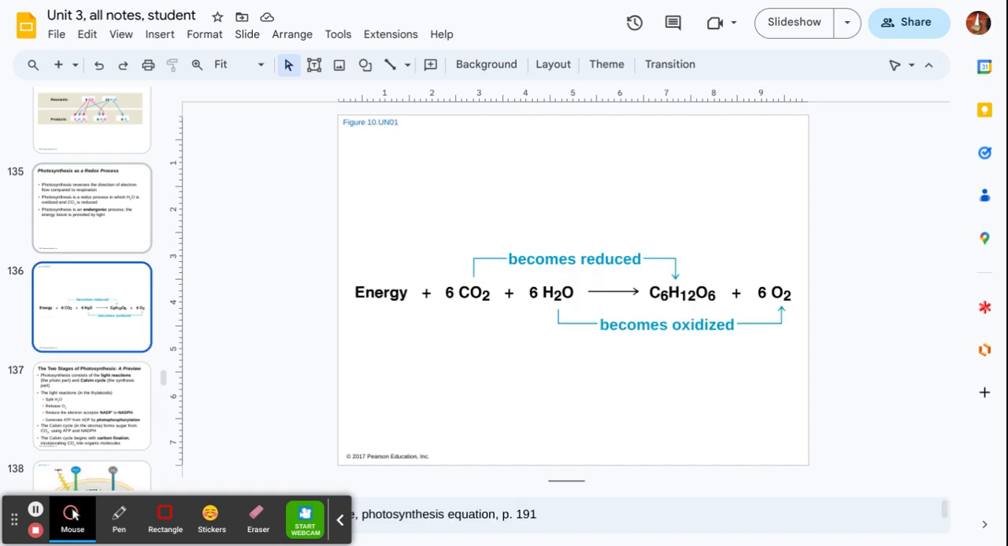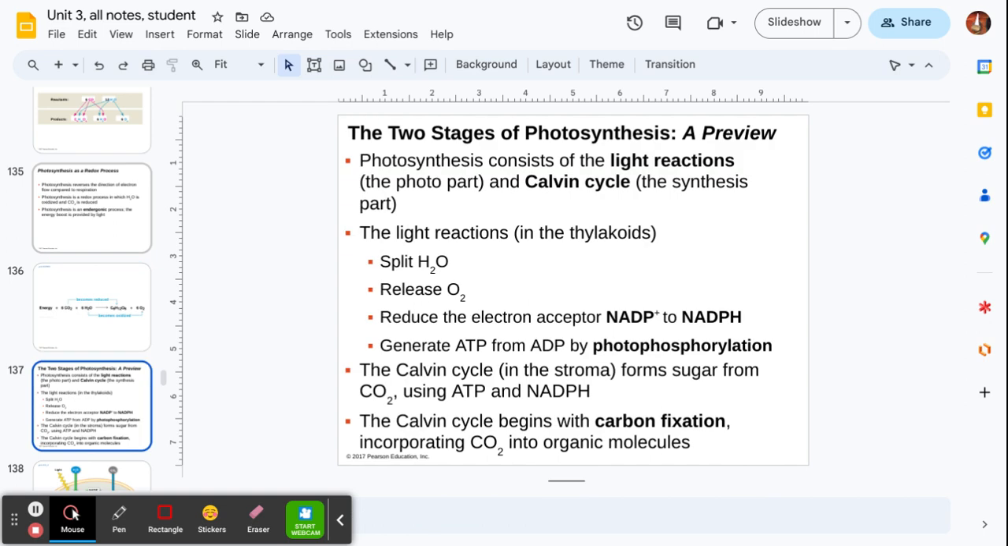Okay, so the carbon dioxide becomes reduced and the water becomes oxidized. Photosynthesis is a pretty complex process, and we're going to break it down into its two fundamental stages. This is just a preview of what's going to happen, and we'll go through this in more detail afterwards. There are two parts to it.